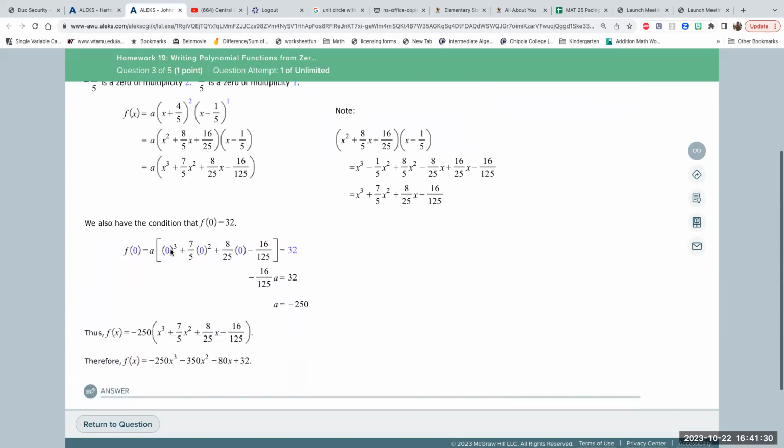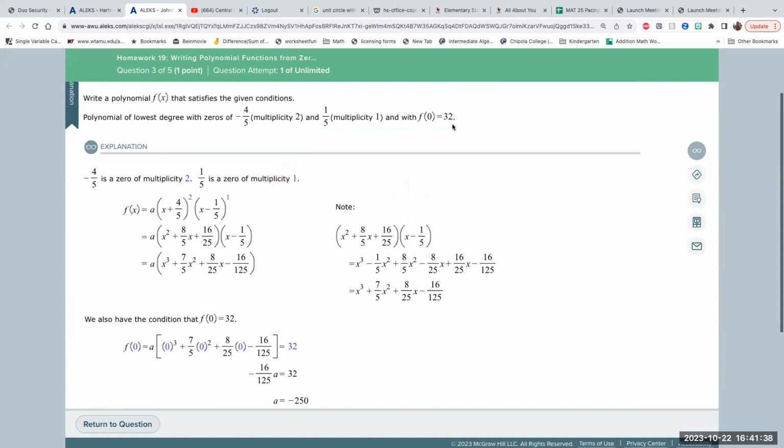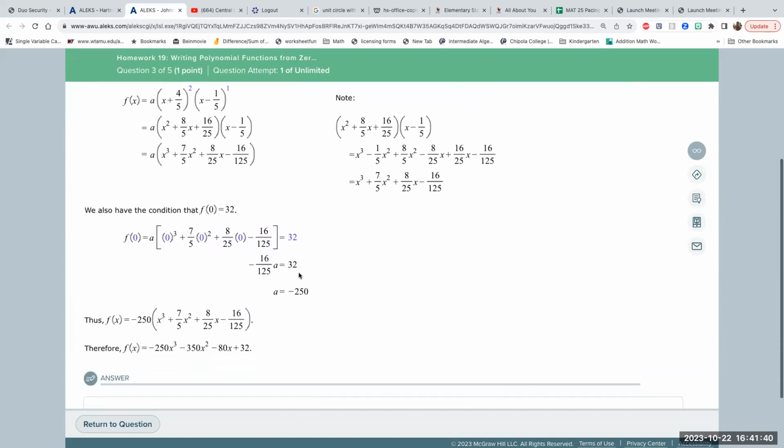All right, so notice they put 0 everywhere for x. All this disappears, and you're left with -16 over 125 equals, and they tell you what equals 32. So that's what a 32 equals. So if you want to solve for a, multiply 32 times this 125. Whatever you get, divided by -16, and that's how they get -250.